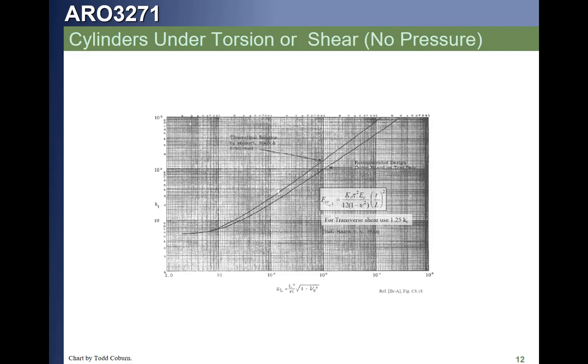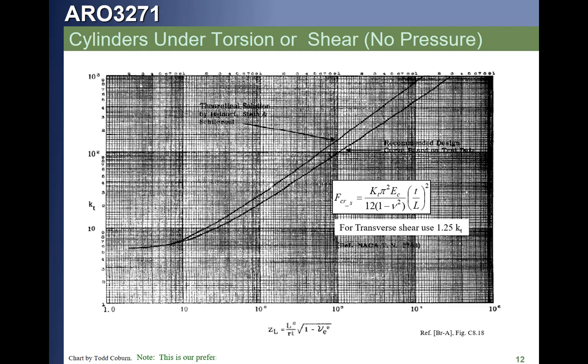If we have a cylinder loaded under torsion, then we will use this curve. Here's the equation. It looks like the same exact equation. We're going to calculate your Z, which is the same exact equation for Z. You're going to read your Z value, read the magnitude of the K for the lower curve, and the K sub T is not for tension, it's for torsion.